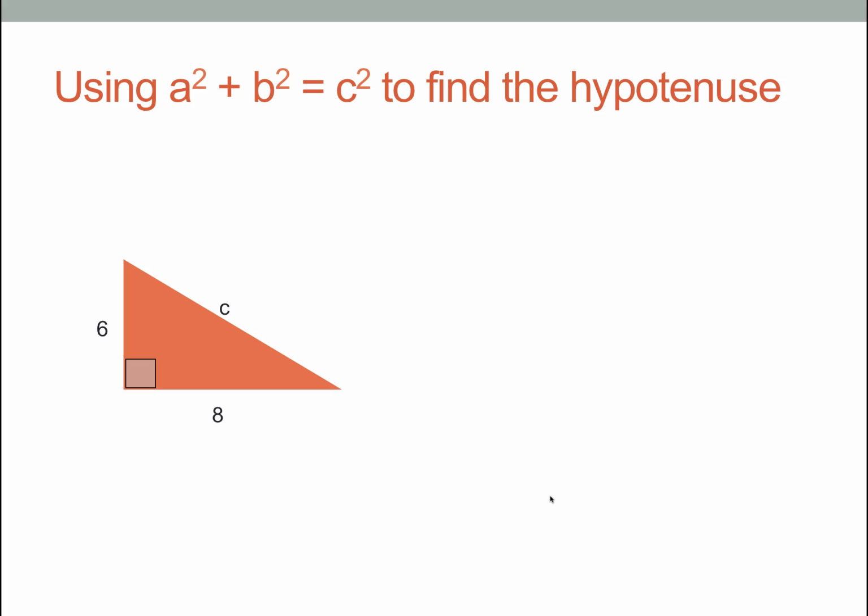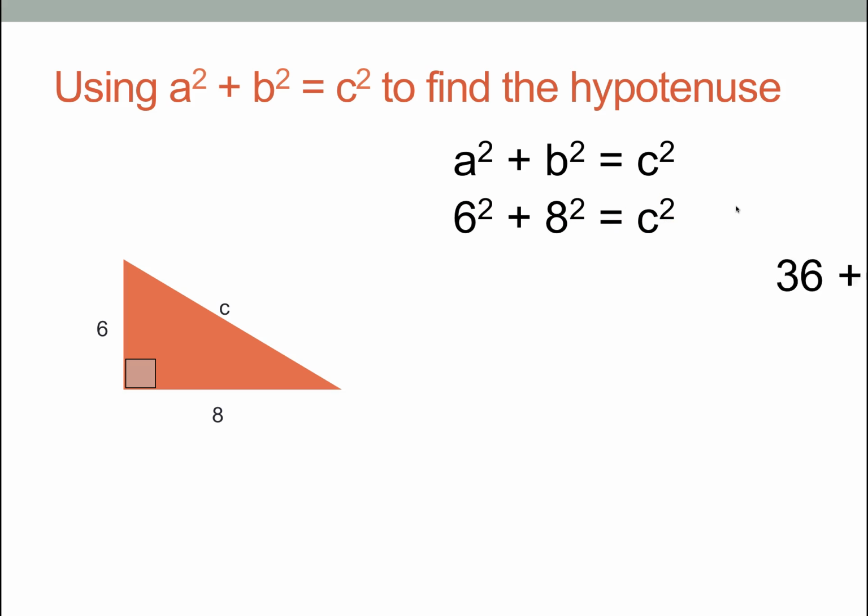So now we're going to use the Pythagorean theorem, where a squared plus b squared equals c squared, to find the hypotenuse. So if you're given a triangle where one leg is 6 units and another leg is 8 units, we need to find how big c is, or the hypotenuse. So we'll use the Pythagorean theorem. I'll plug in my numbers. You see how I plug in 6 for a, I plug in 8 for b, and I have c here, and we're going to square each of those.